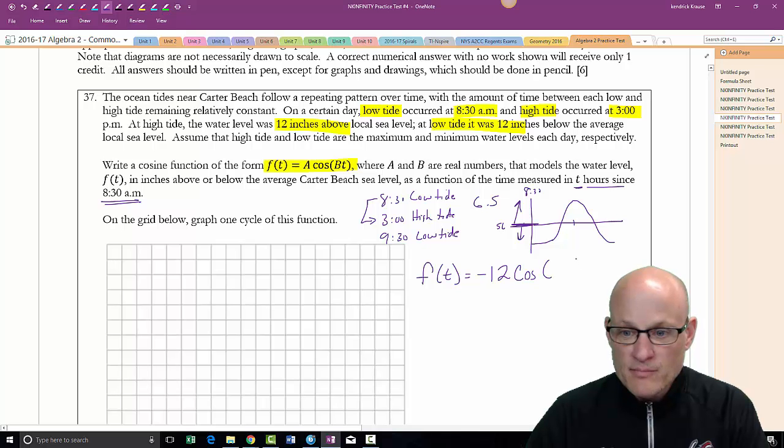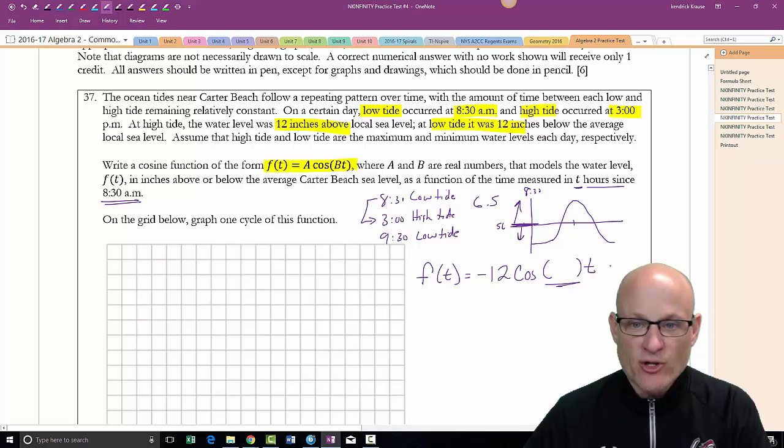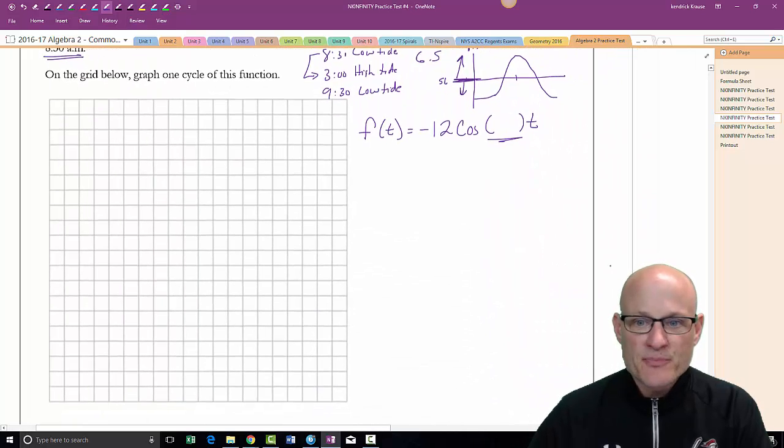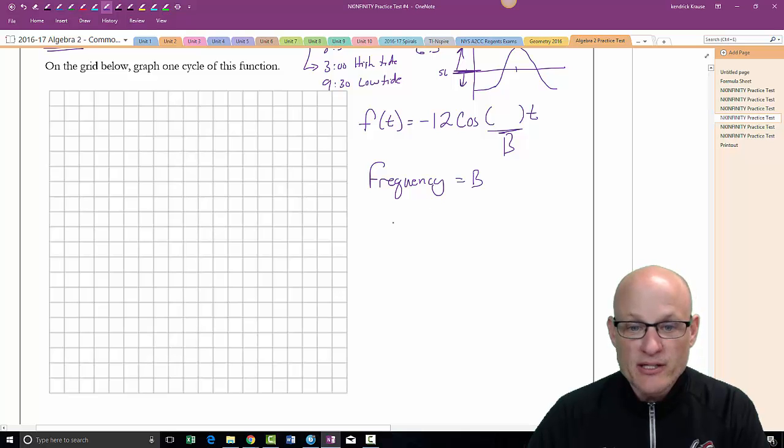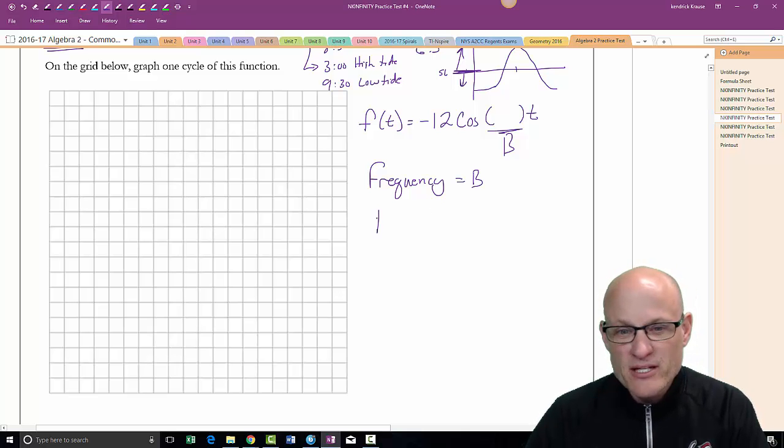Cosine b times t. Now, this is the thing I don't know what it is. I don't know what b is. But remember, this is b, and that stands for frequency, the number of complete full sine curves in 2 pi. So frequency is b. But remember, we have a formula for period.